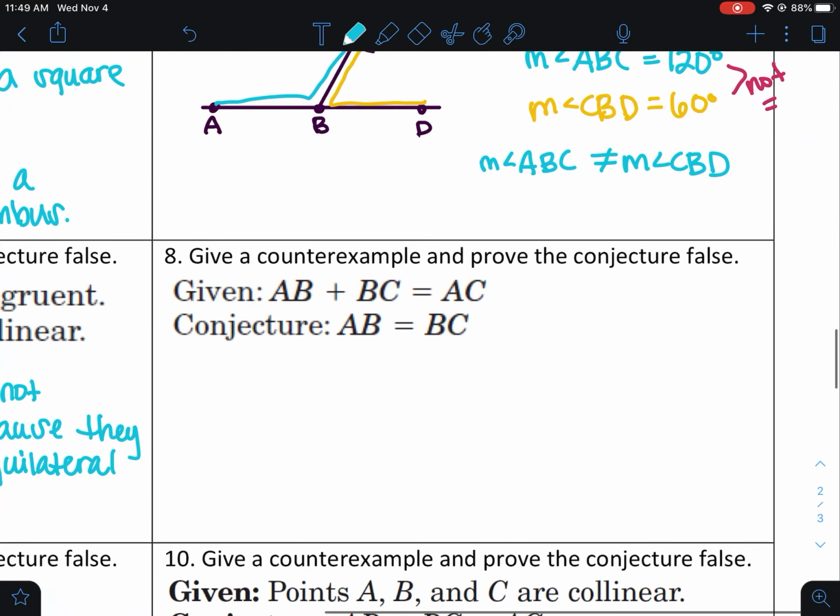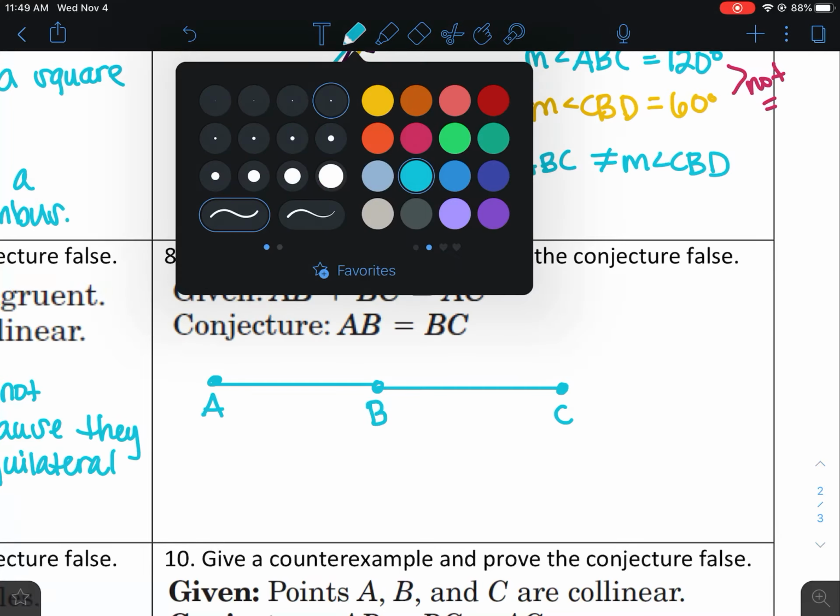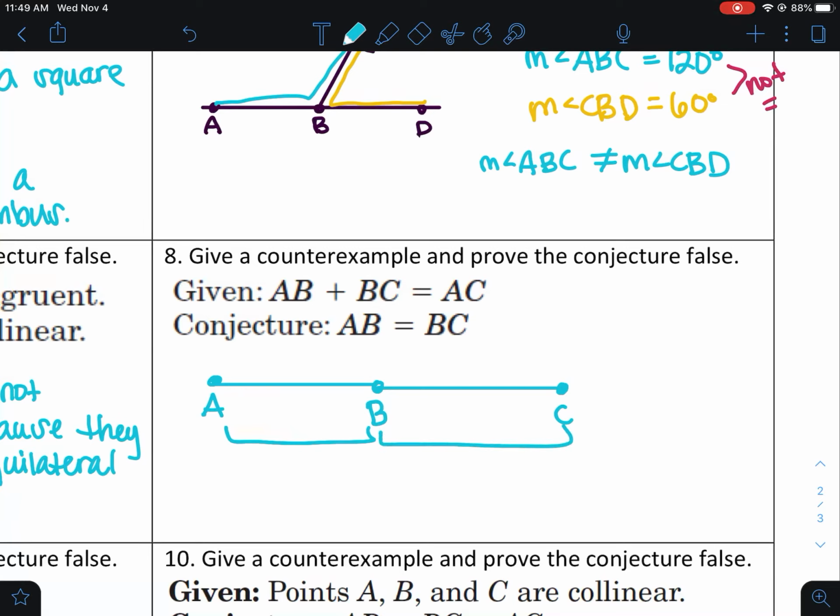Number 8, give a counterexample again. So for this one, it says that AB plus BC equals AC. So basically, if we add this plus this, it equals the whole thing, which is the segment addition postulate, so we know that's true. All right, the conjecture says that AB equals BC. So AB equals BC. Well, that doesn't necessarily have to be true. So let's take a look.